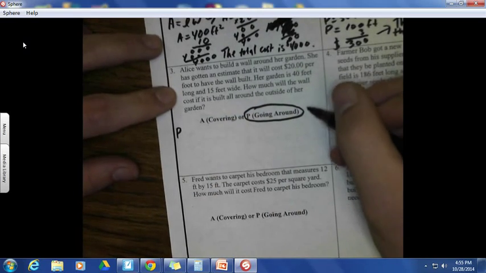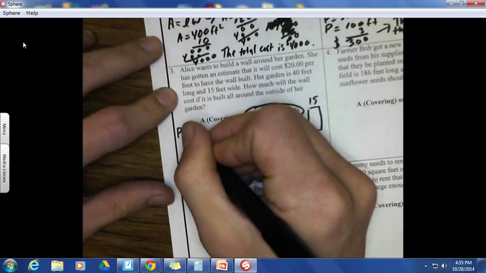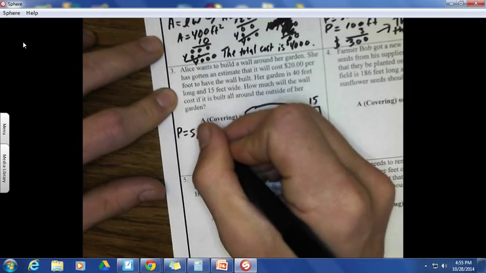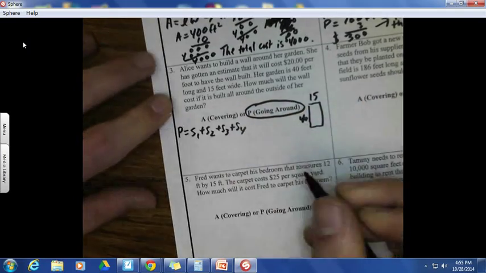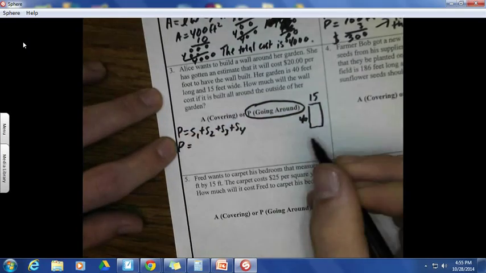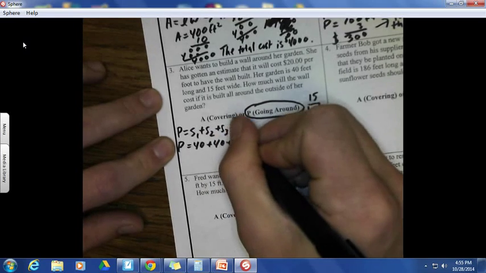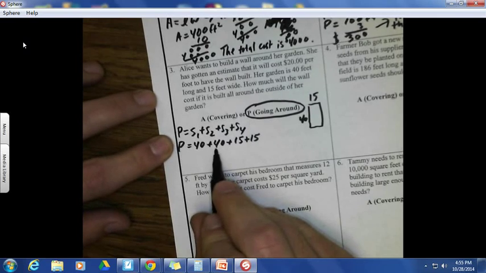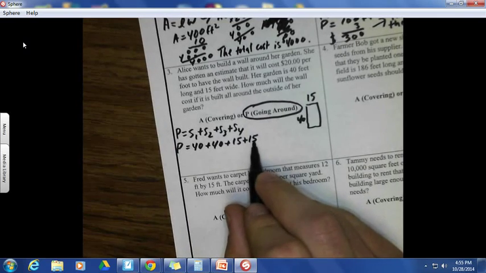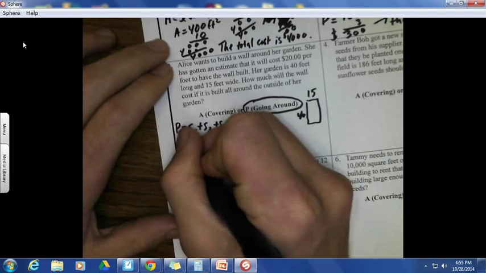Garden is 40 feet by 15, so it's a rectangle. Perimeter equals side 1 plus side 2 plus side 3 plus side 4 on a rectangle. So let's solve. We have 40 plus 40 plus 15 plus 15. 40 plus 40 is 80. 15 plus 15 is 30. 80 plus 30 is 110. So that's our perimeter.